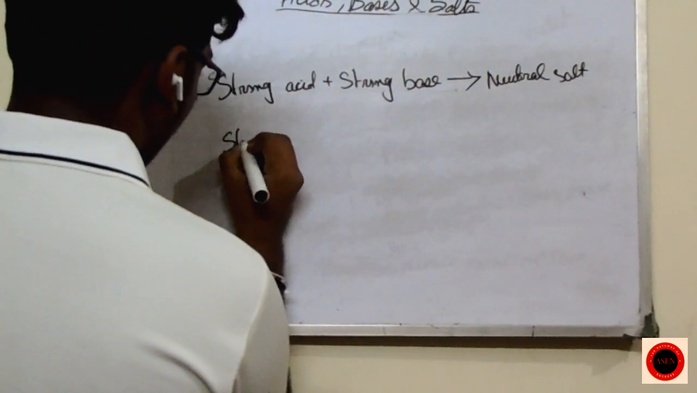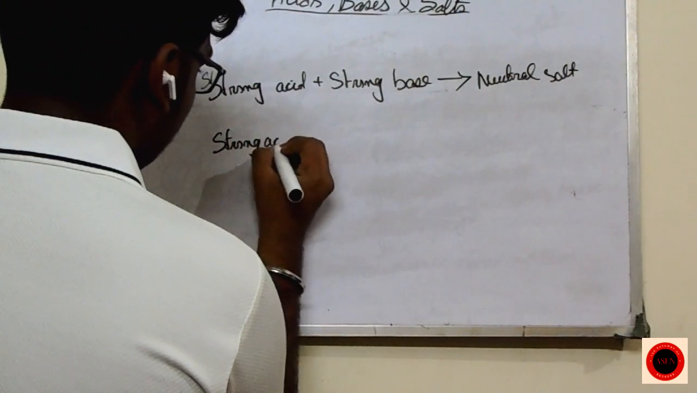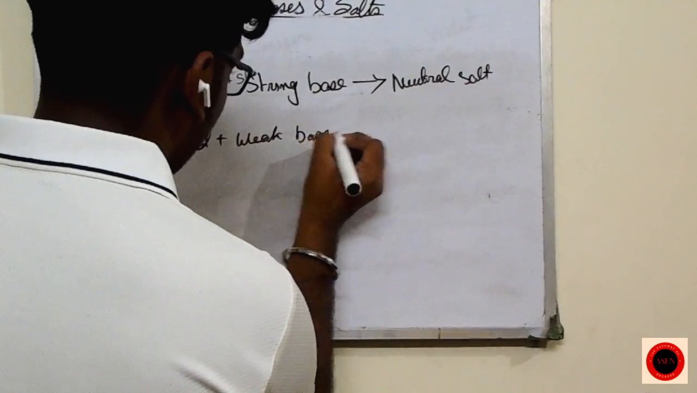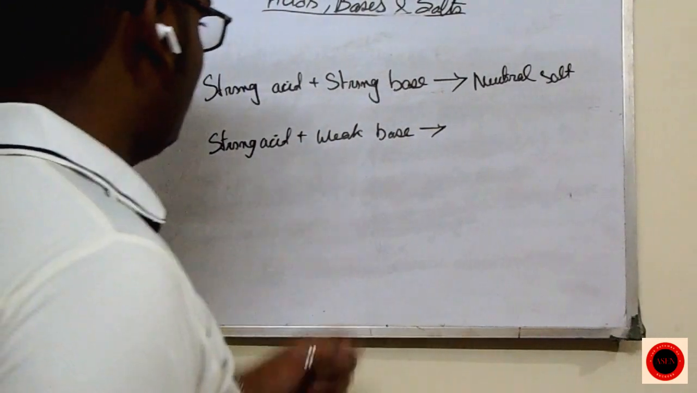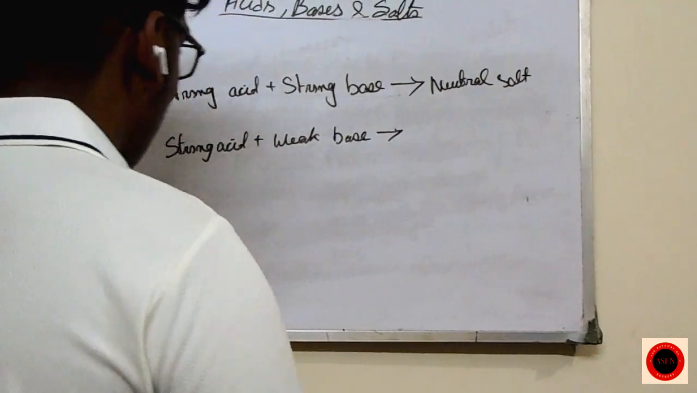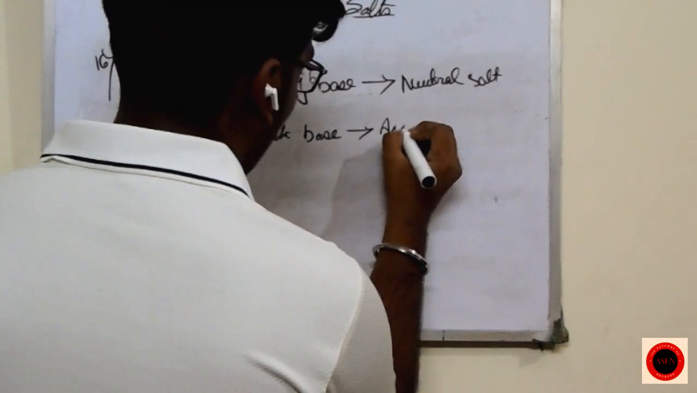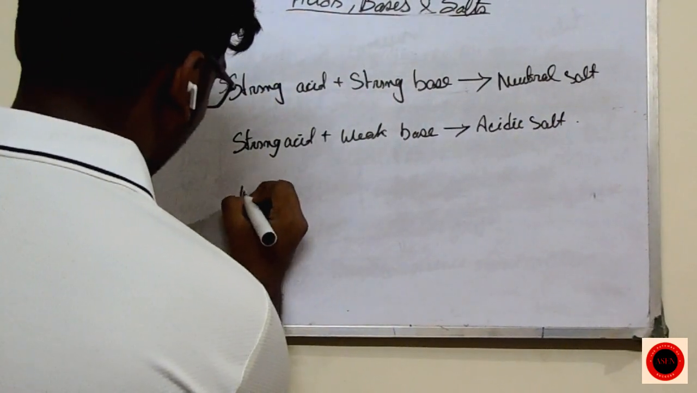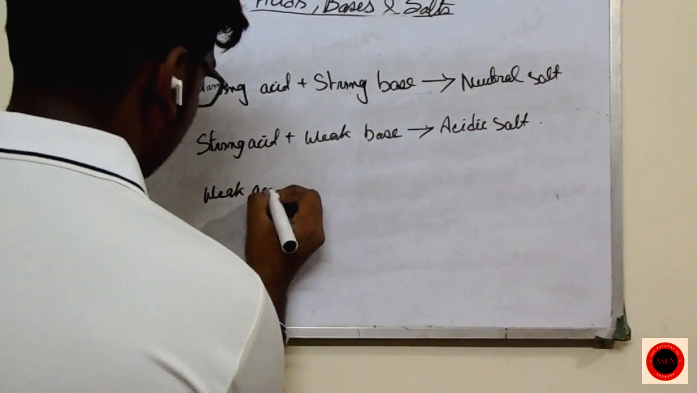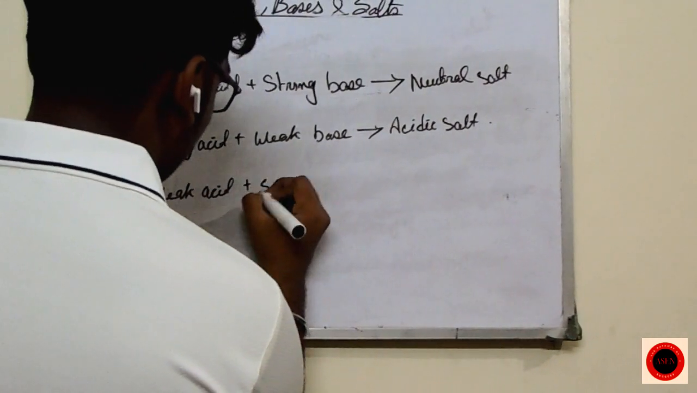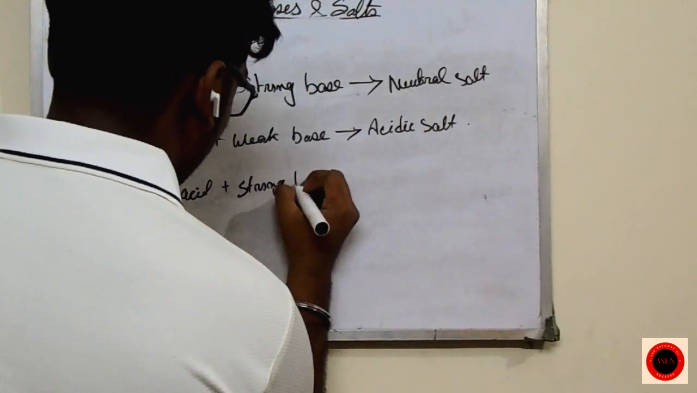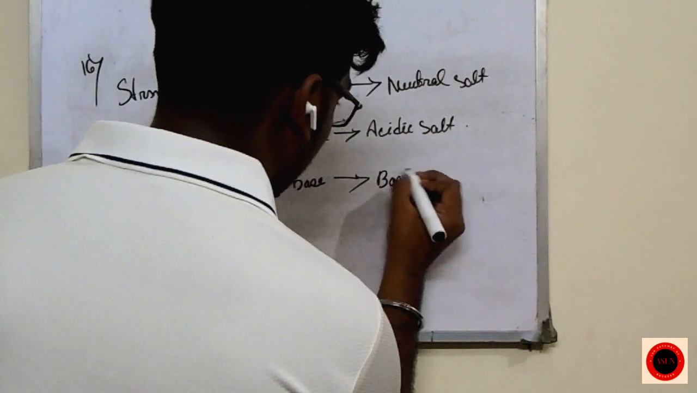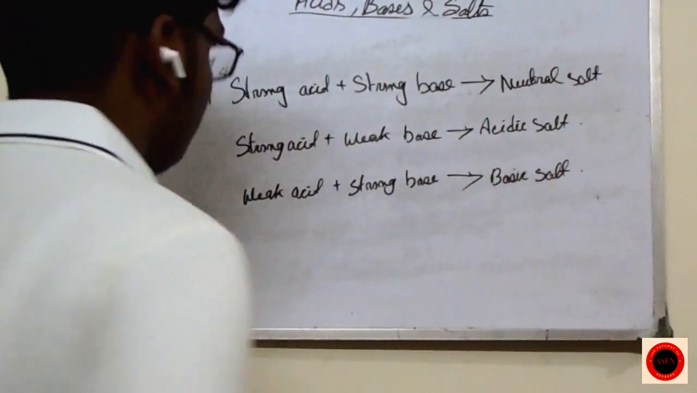Now what happens when a strong acid is added with a weak base? Then it will go in the strong one's favor, that is, an acidic salt will be formed. In the same way, if a weak acid is added with a strong base, a basic salt will be formed. Okay.